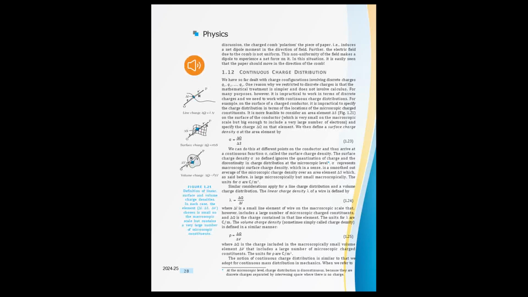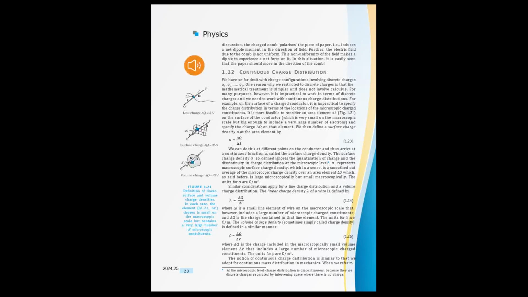Similar considerations apply for a line charge distribution and a volume charge distribution. The linear charge density lambda of a wire is defined by lambda equal to delta Q by delta L, that is, the charge per unit length, where delta L is a small line element of wire on the macroscopic scale. That, however, includes a large number of microscopic charged constituents, and delta Q is the charge contained in that line element. The units for lambda are coulomb per meter.